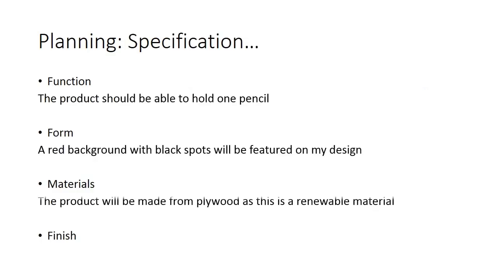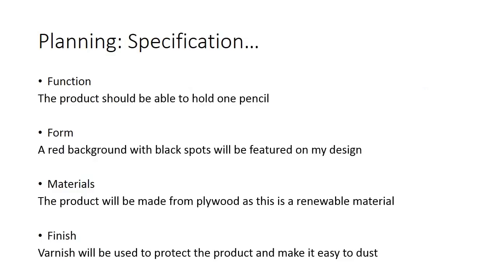In design and technology, we create specifications. These are lists of features that our product will include. For example, the function of the product should be that it can store at least one pencil. The form, or the way it looks, should be it has a red background with black spots.